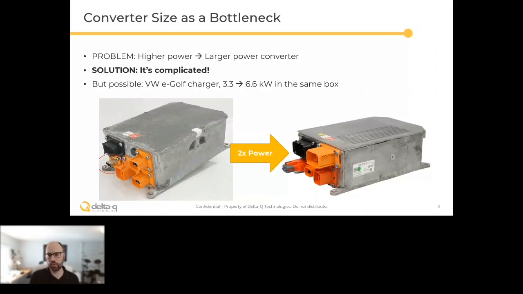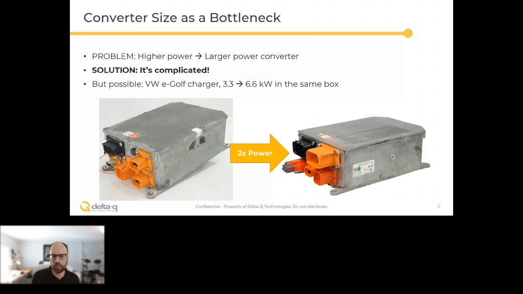So here's one case study from a first generation Volkswagen e-Golf onboard charger. What you see on the left was the first generation charger, which was 3.3 kilowatts. On the right is the second generation. They doubled the power to 6.6 kilowatts. And that's in basically the same box. So doubling the power density. Now, how did they do that? We will circle back to this at the end of the presentation, and I will let you know.